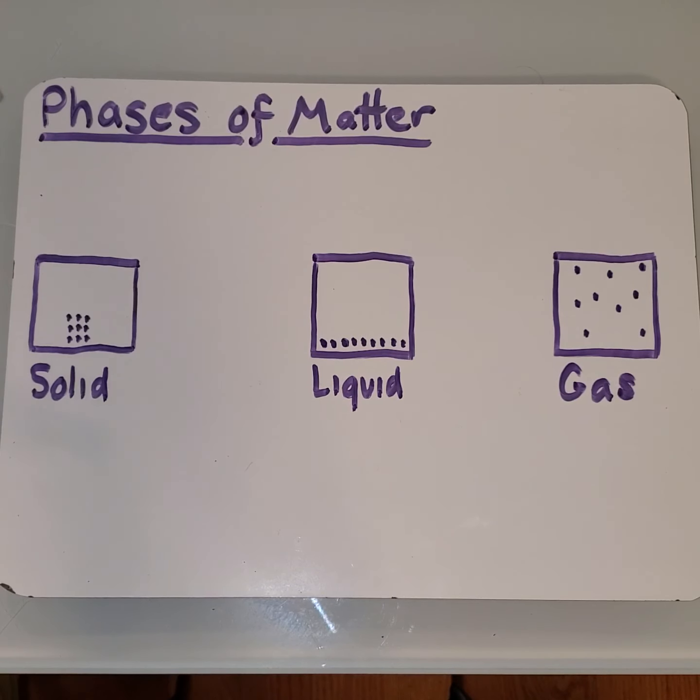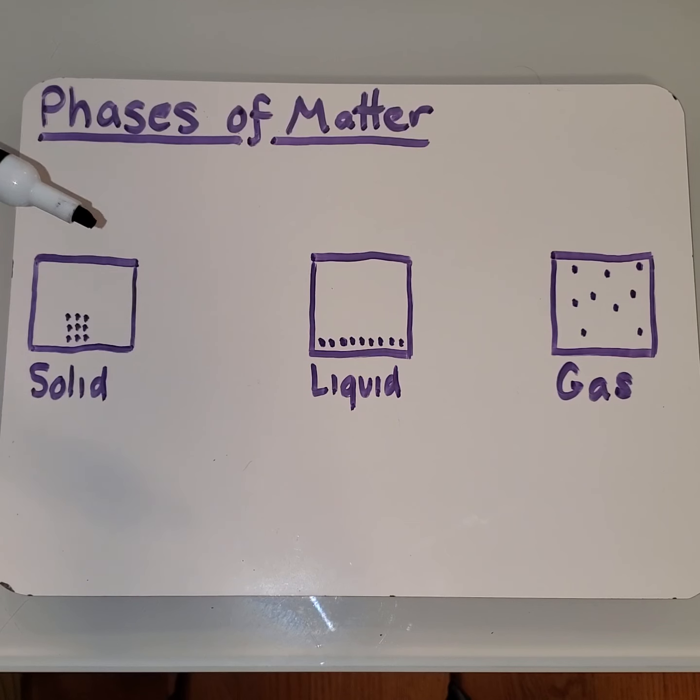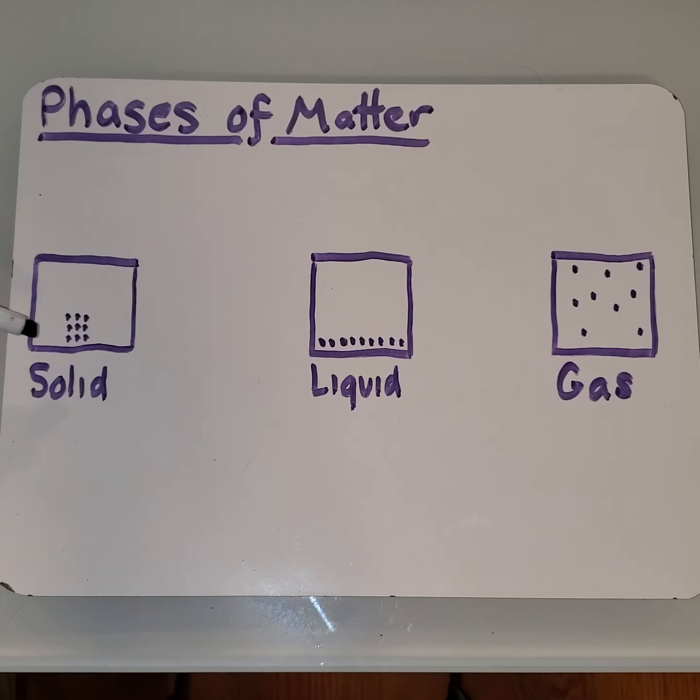Today we're going to be learning about the phases of matter as well as the transitions from phase to phase. The first phase of matter is called a solid. A solid, represented with these 9 dots here, is usually very compact. The atoms inside the solid are close together.